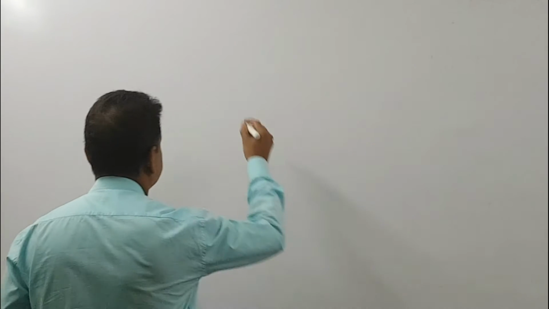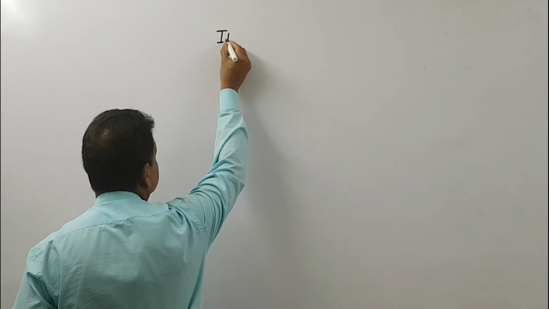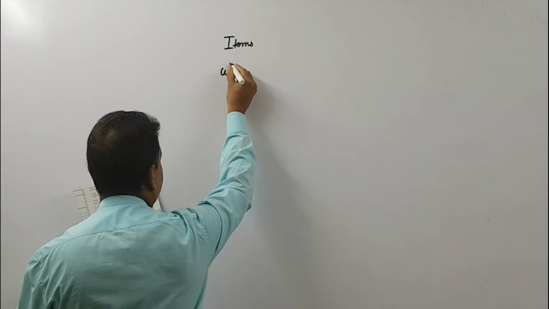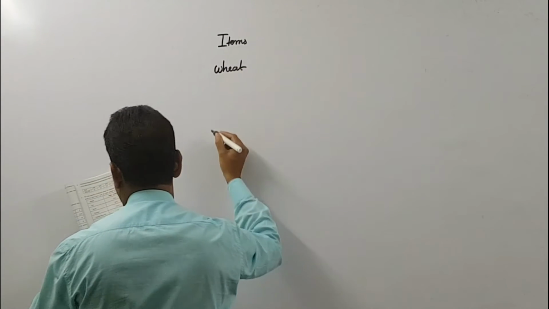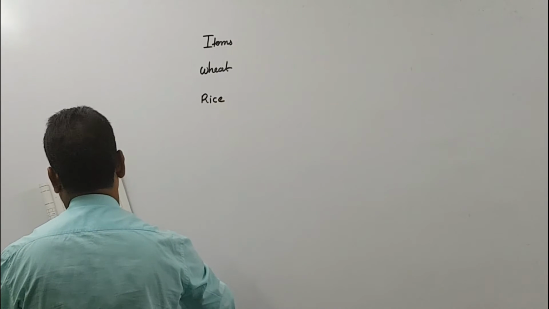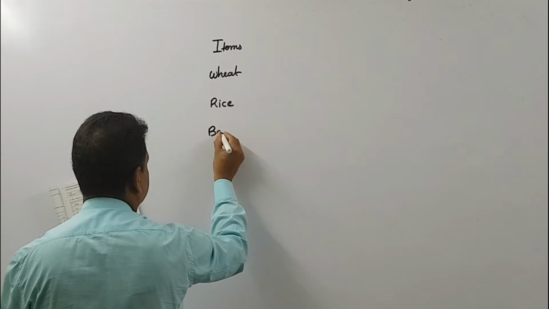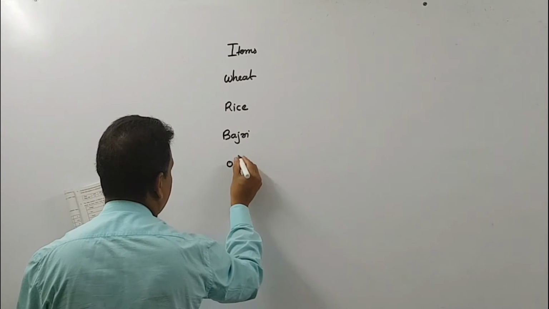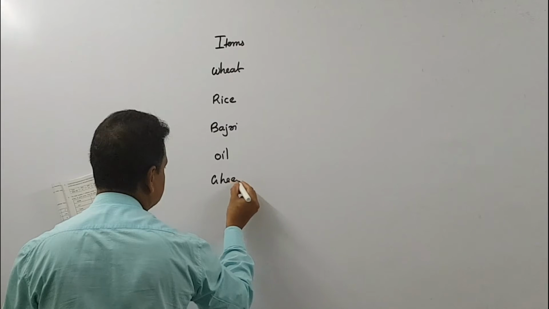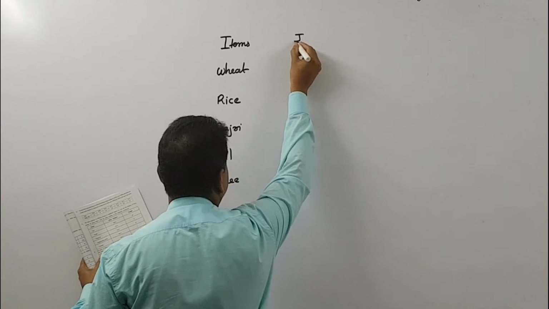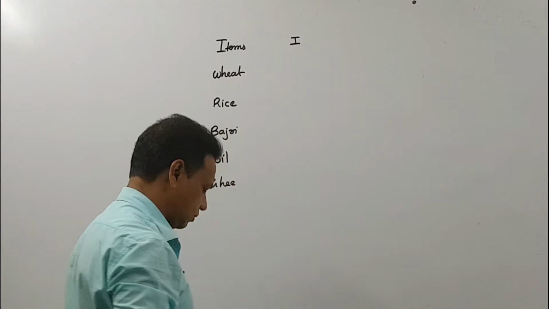So first of all, we have to mention our first column, items. First item, they have given wheat. Next item is rice, then bajri, oil, and at the end ghee. Then they have given the general idea about the index numbers.